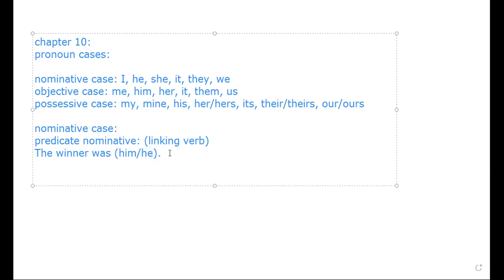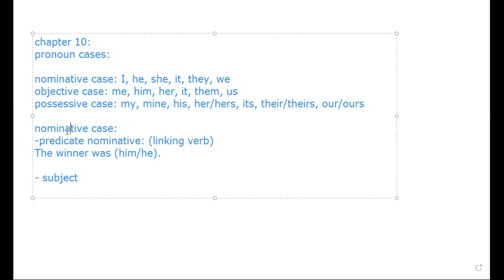The second use of the nominative case is when your pronoun is a subject. If your pronoun is a predicate nominative, use the nominative case. If your pronoun is a subject of a verb, you also need to use the nominative case. For example, if I say "her or she went to school on time."